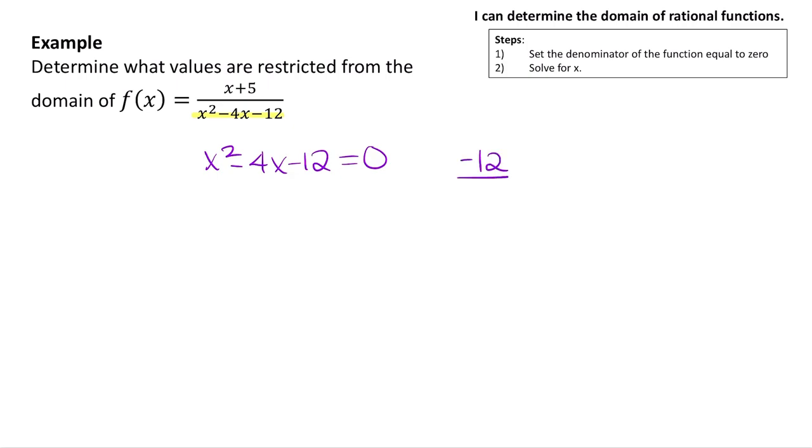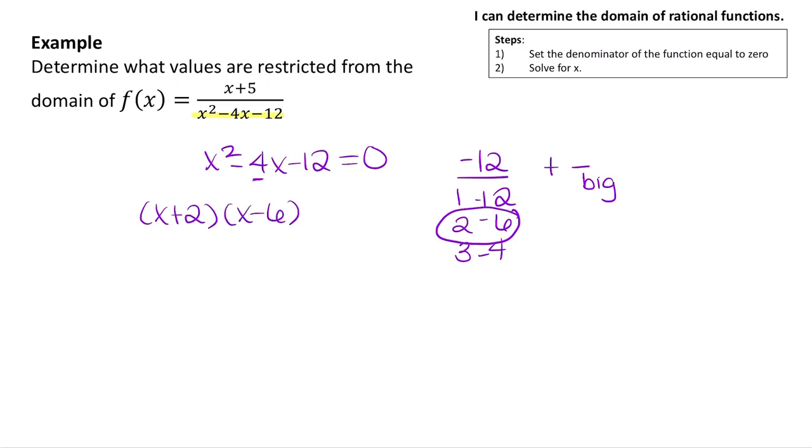I need two factors of -12 that are going to add up to -4. Remember, the factors of 12 are 1 and 12, 2 and 6, 3 and 4. Since my b value, my -4, is negative, I need a positive and a negative factor, and I'm going to make my bigger factors all negative. When I make the bigger factors negative, the pair that gives me the correct combination is 2 and -6. So I have x plus 2 times x minus 6 equals 0.